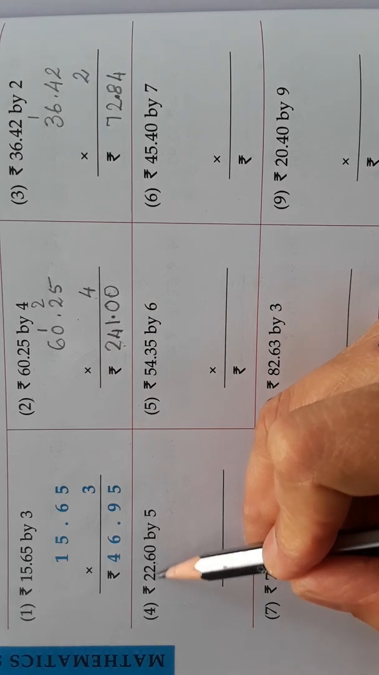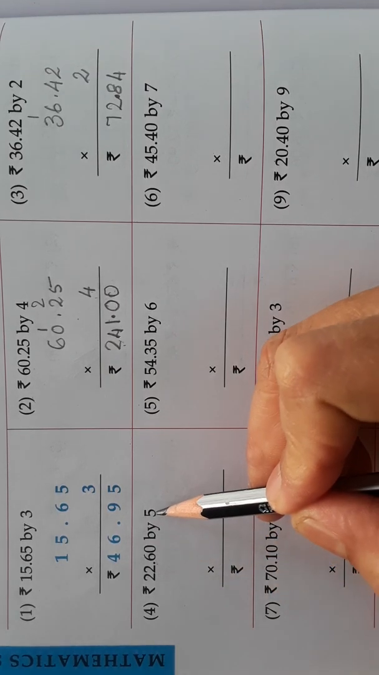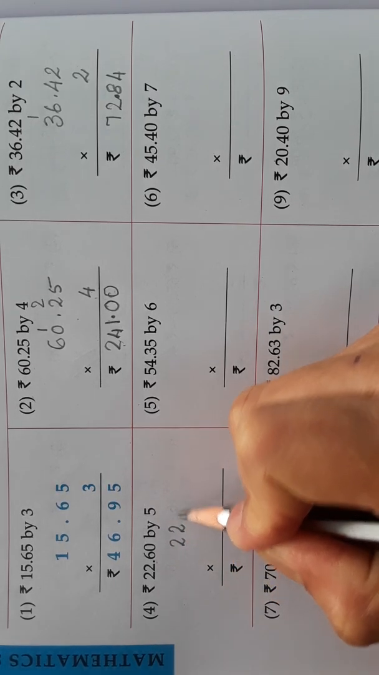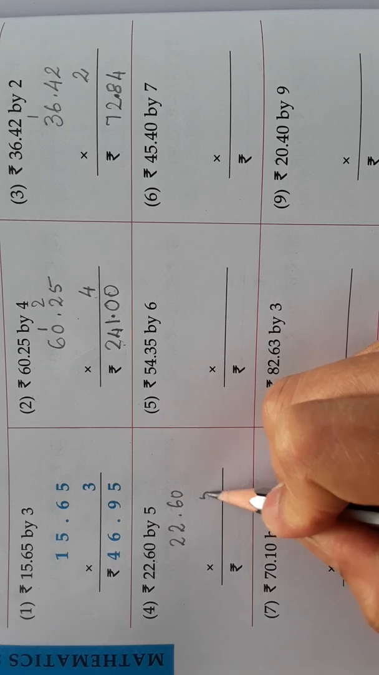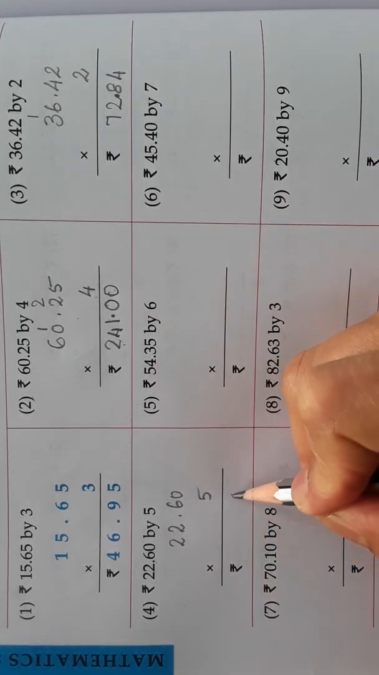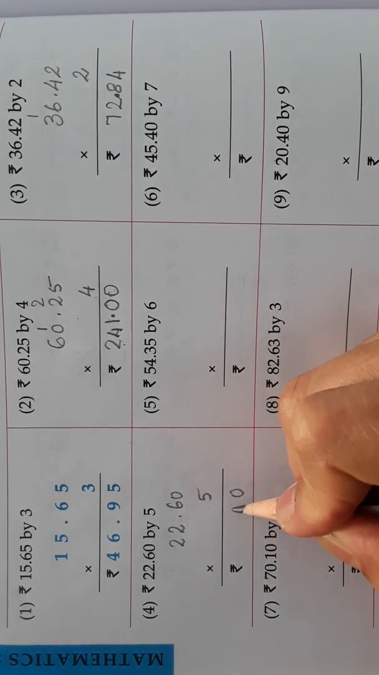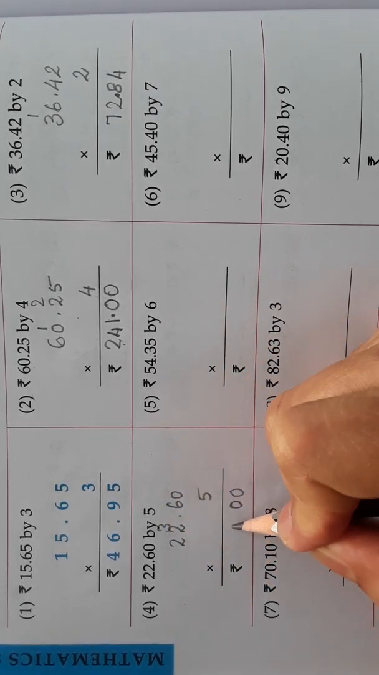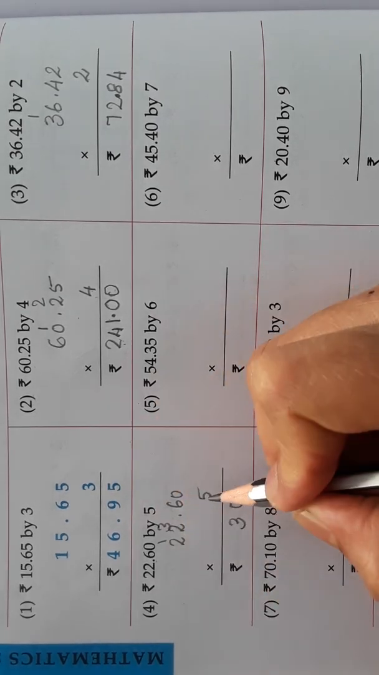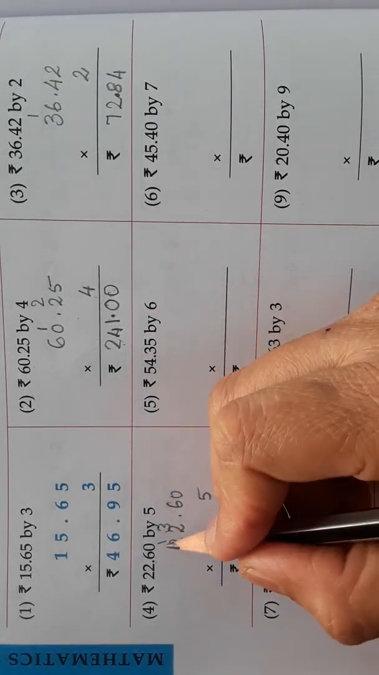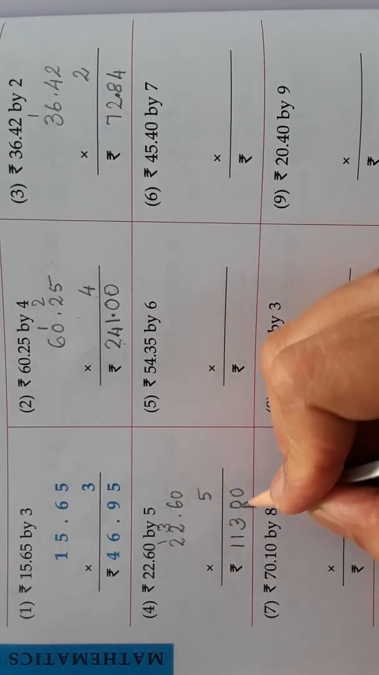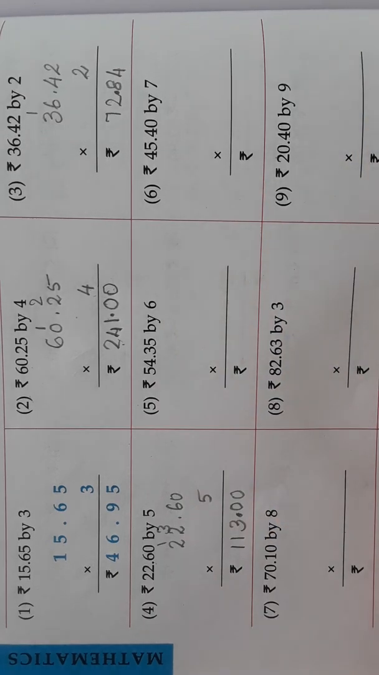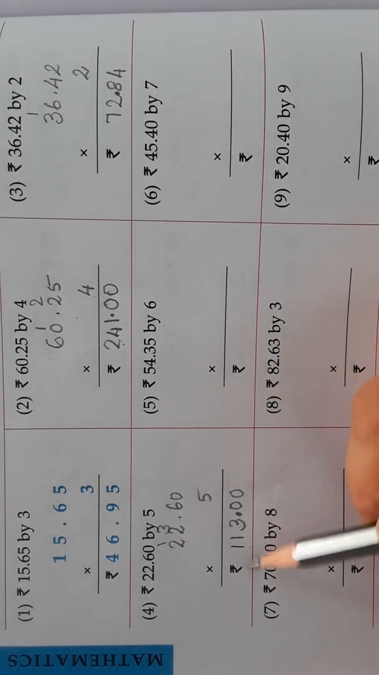See here, children, 22 rupees 60 paise by 5. Okay, so multiply 22 rupees 60 paise by 5. Come, we'll do. 5 zeros are 0, 5 6s are 30 and 3 as carry. 5 2s are 10, 10 plus 3 is 13 and 1 as carry. 5 2s are 10, 10 plus 1 is 11 and we put the point after 2 digits from the right. So what's the answer? See, 113 rupees.